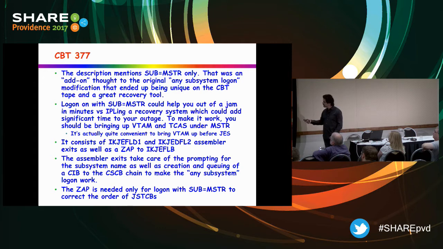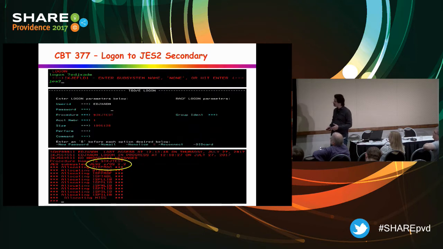So basically, it consists of a couple of assembler exits and a zap. The assembler exits take care of the prompting for the subsystem and also the creation of the SIB and putting it on the CSCB chain, if you're familiar with those control blocks. If you're not, it just works. And then the zap, you've got the codes right there. The zap is basically needed for this problem with logging on to master. So that's what it looks like.